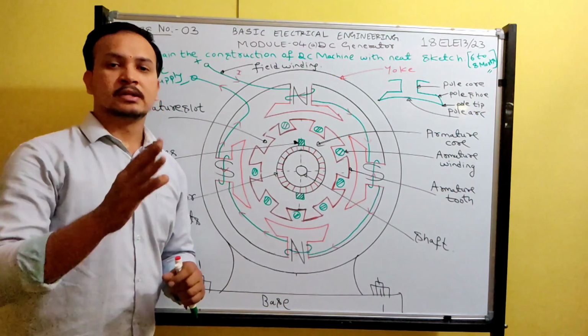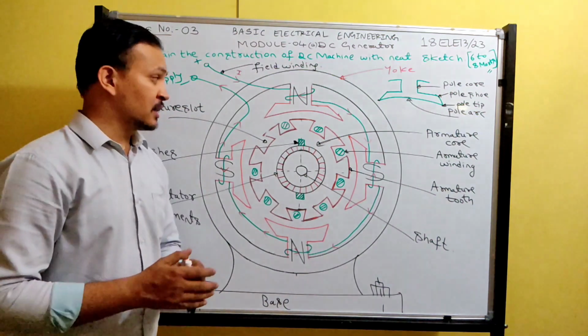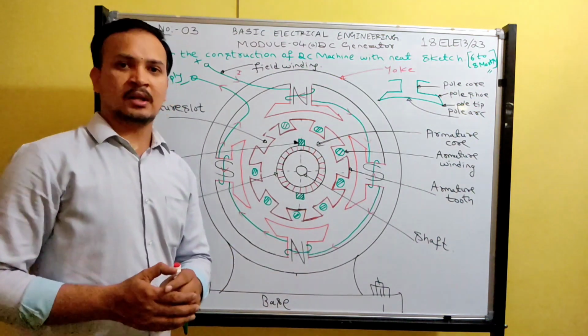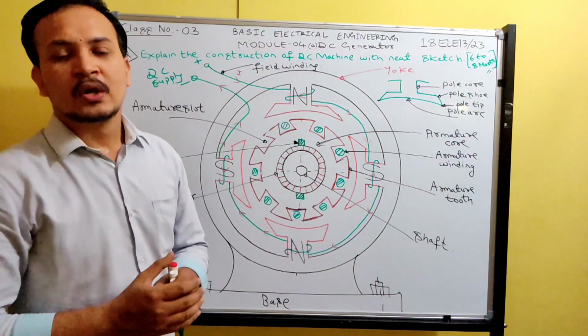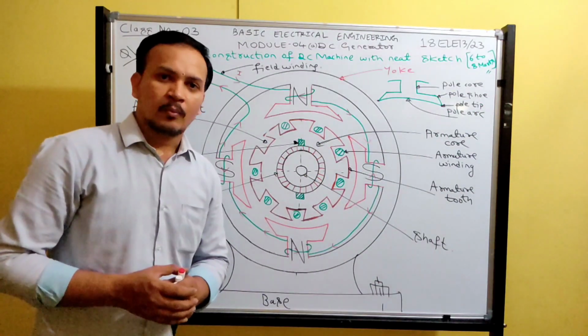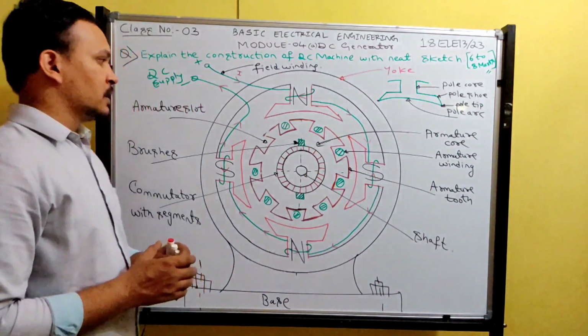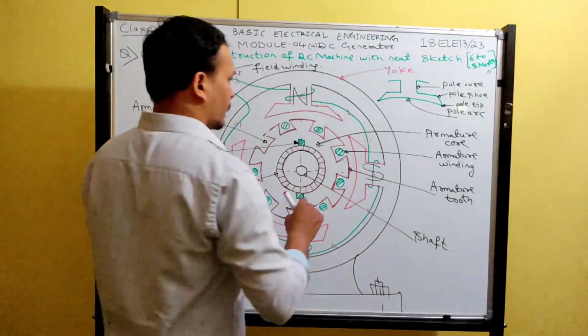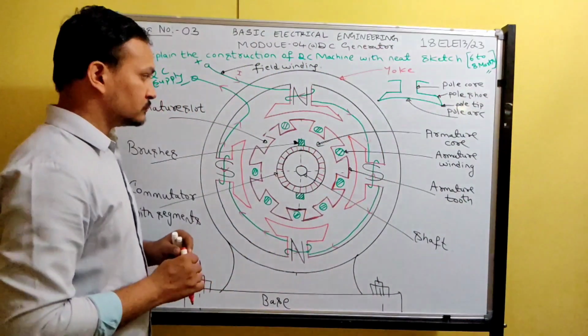Poles are made up of silicon steel laminations. N number of laminations are joined together and stamped together to get the required size of the pole. Okay, got it? Then, see, the next part is the armature.